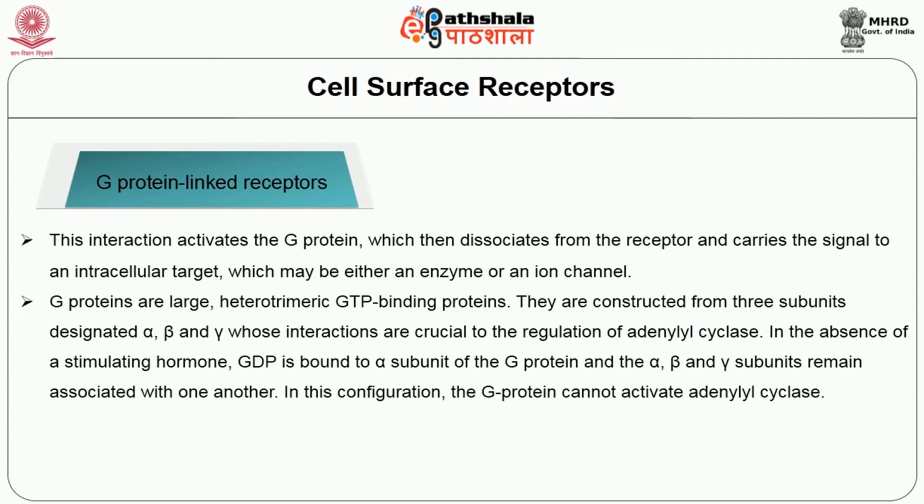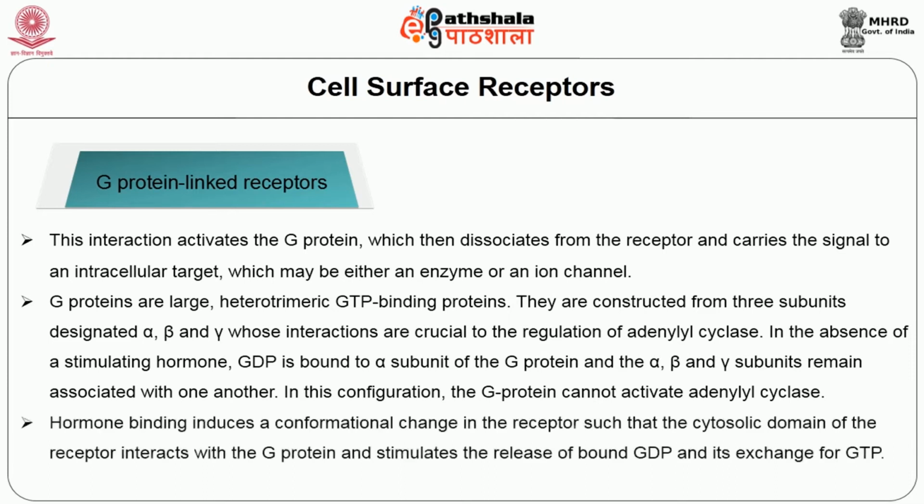In the absence of a stimulating hormone, GDP is bound to the alpha subunit of the G protein, and the alpha, beta and gamma subunits remain associated with one another. So in this configuration, the G protein cannot activate adenylyl cyclase.